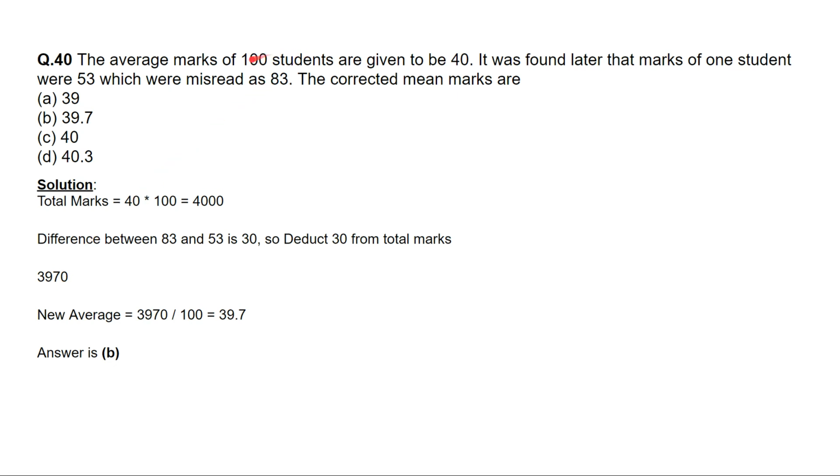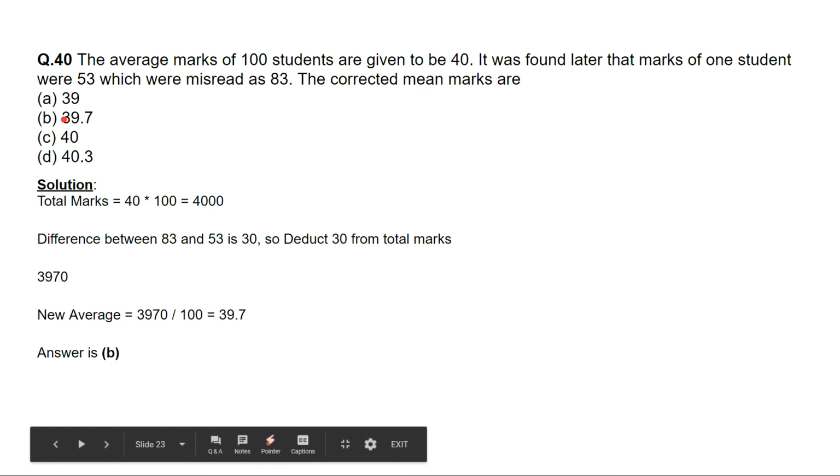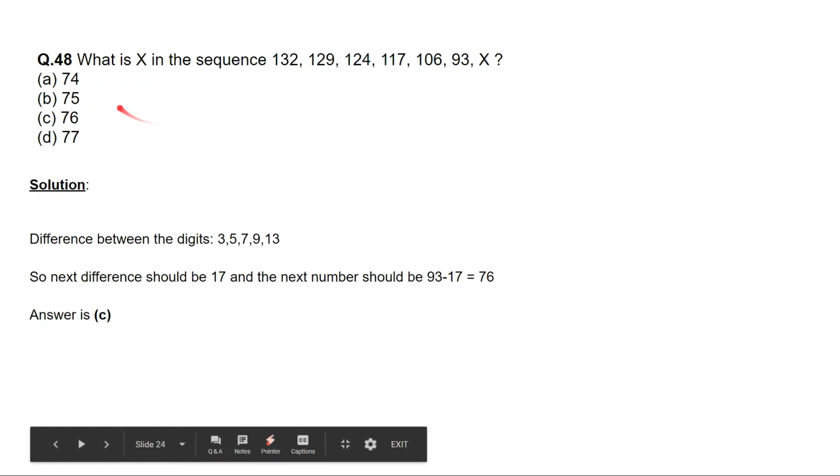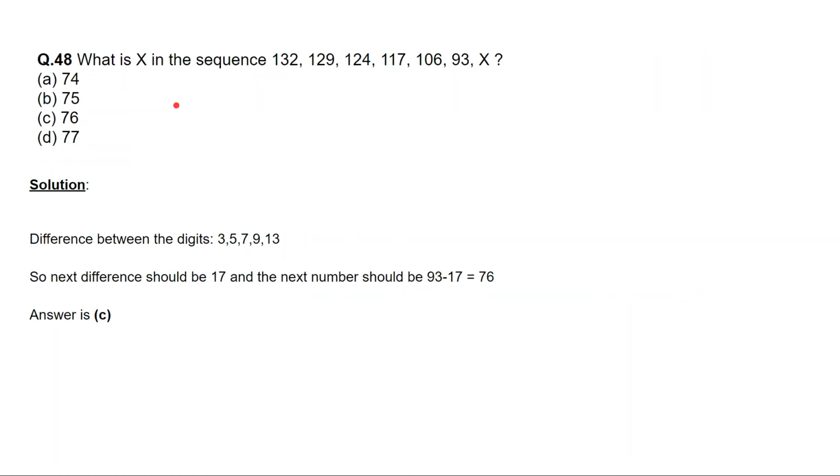So if you deduct 30 from this 4,000, you will get 3970. So this is the total sum that you should get for those 100 students' marks. Now if you divide this by 100, then you will get the average as 39.7. Answer is B here.